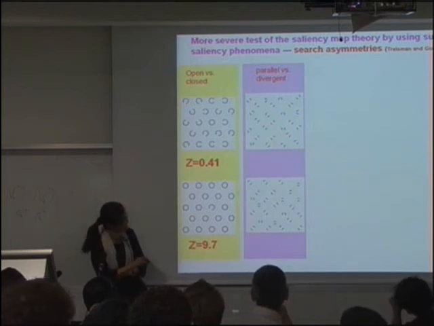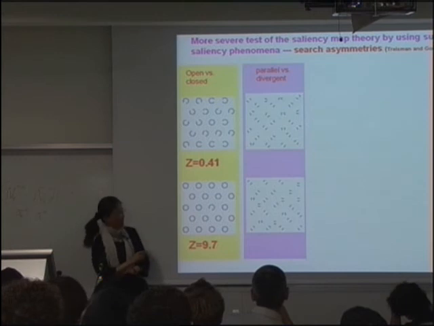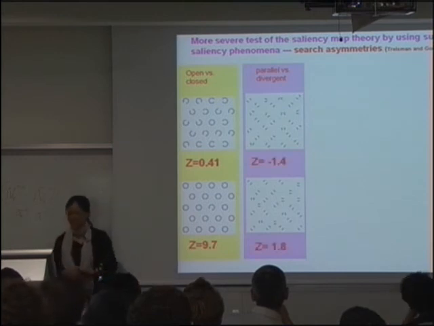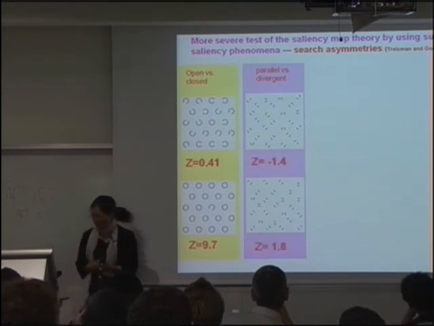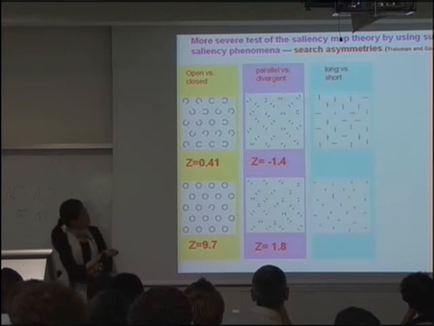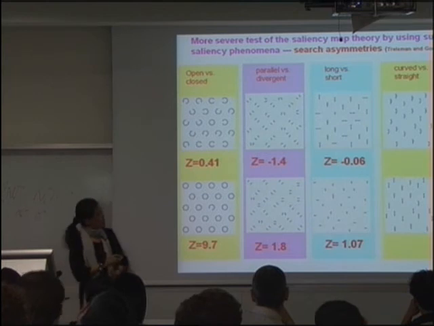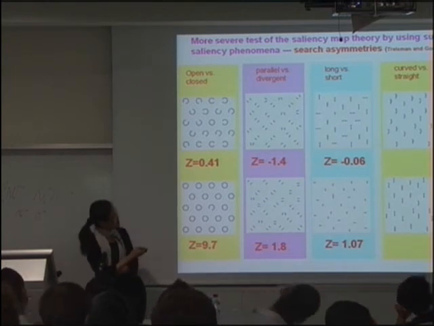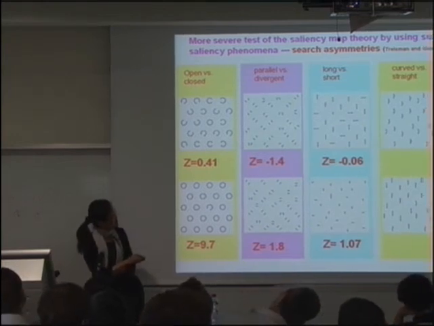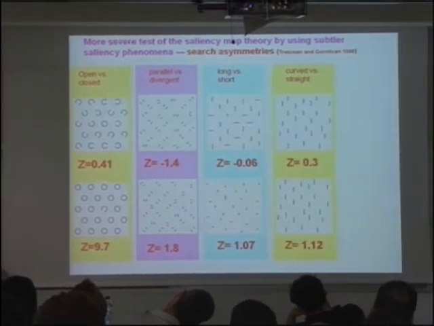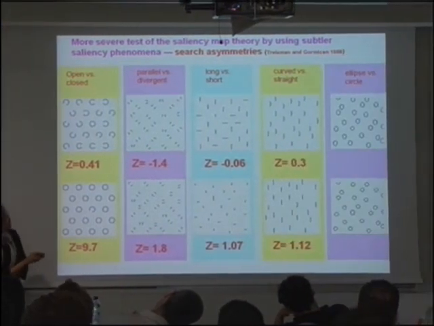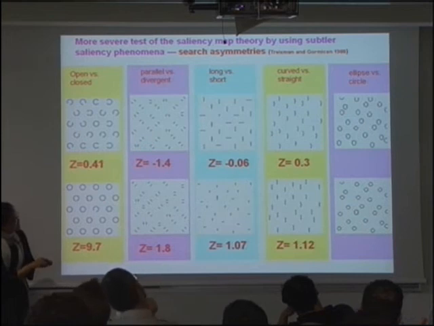Bottom, slightly easier, yeah? So this is even subtler, really. And V1 gets it right too. And the next one is a search for a longer bar among shorter bars, or a shorter bar among longer bars. That's obvious, because we have collinear facilitation, so you get it. And this one is a search for a straight among curved, or curved among straight. This is easier, and you get it. And this is searching for a circle among ellipses or an ellipse among circles, slightly easier, and you get it.